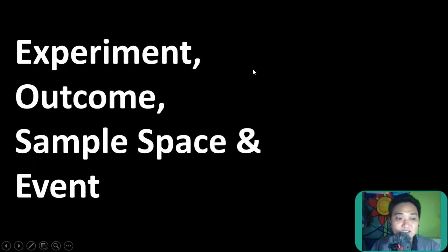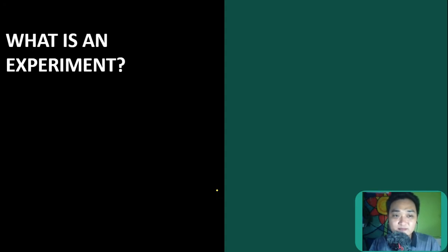So, bago natin pag-aralan kung paano magbilang ng outcomes in a certain experiment, buti pa pag-aralan muna natin yung mga terms na ginagamit sa probability. Basically, those are yung tinatawag natin experiment, outcome, sample space, at saka event. So, what is an experiment?